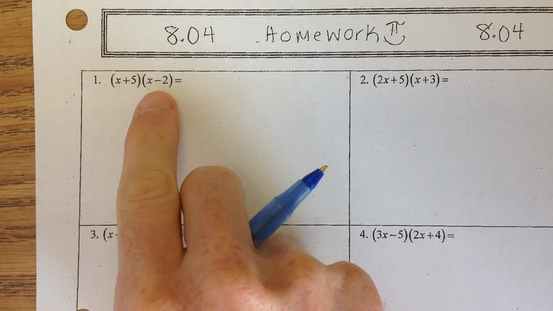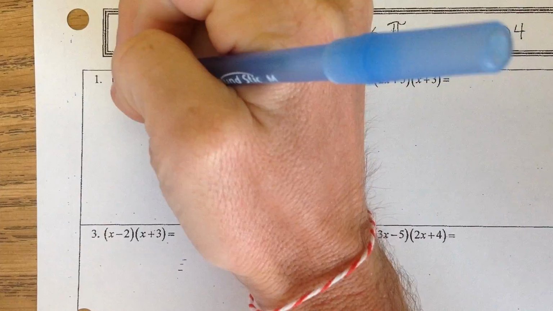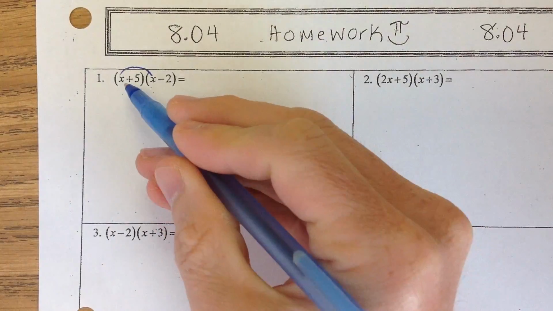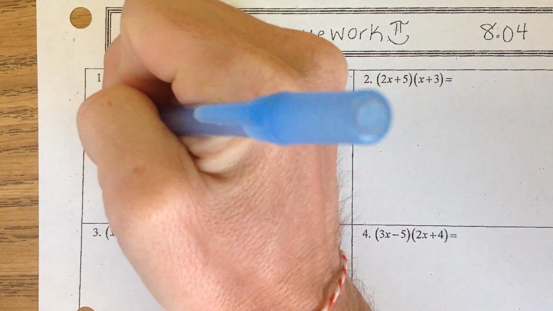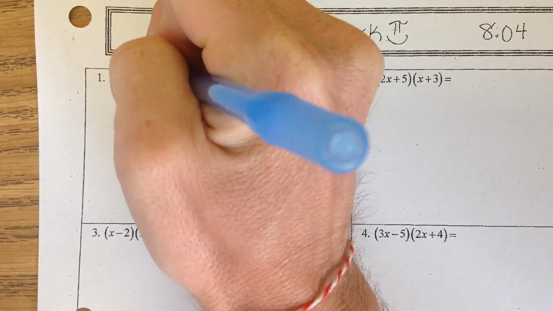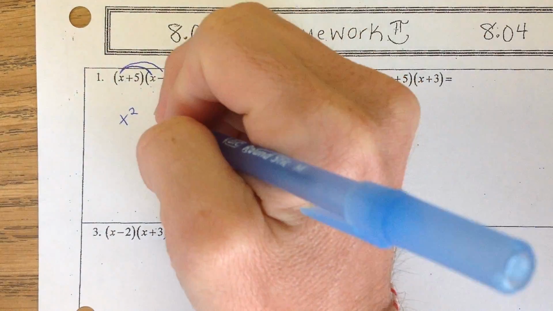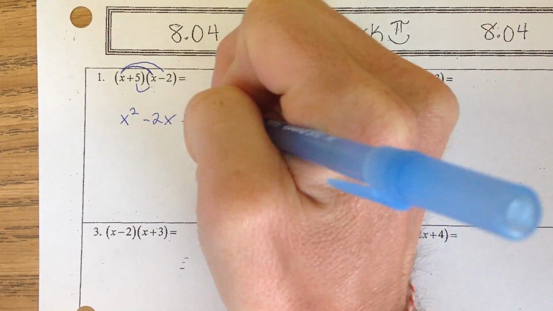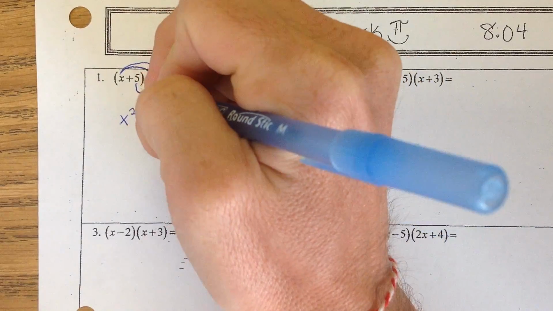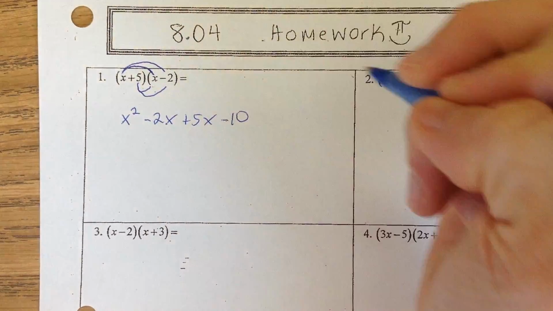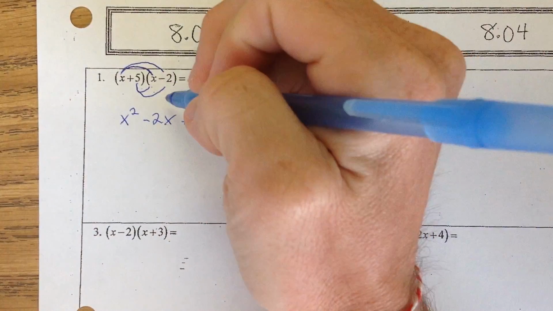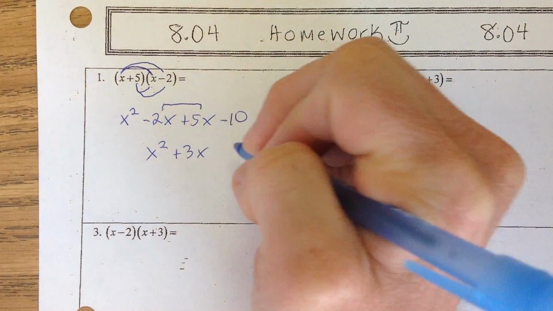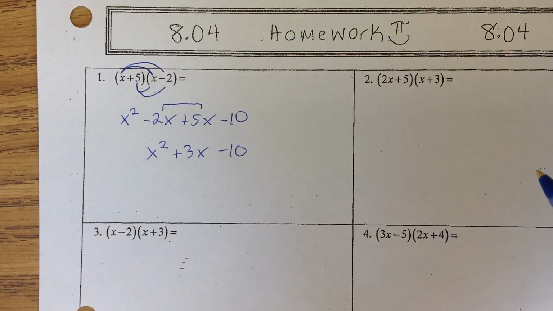All right, so again, when you have these binomials times binomials, we're basically distributing twice. We distribute once with this first piece here, so x times x is going to give us x squared. X times negative 2 is going to give us negative 2x. 5 times x is going to give us a plus 5x. And 5 times negative 2 is going to give us a negative 10. We'll combine our like terms. Negative 2 plus 5 is 3x. And then that would be our final answer for this one.